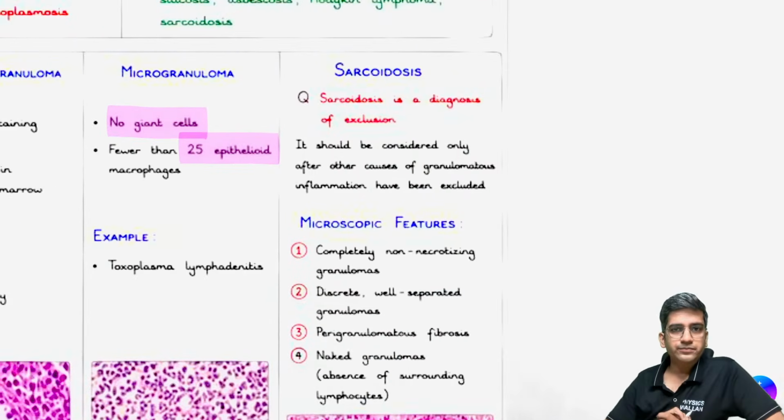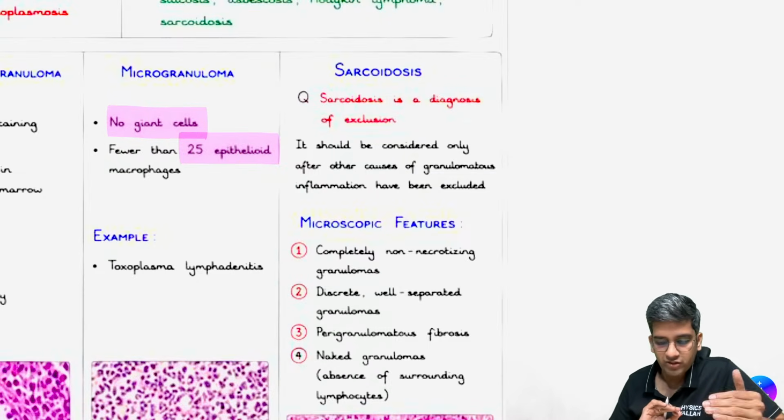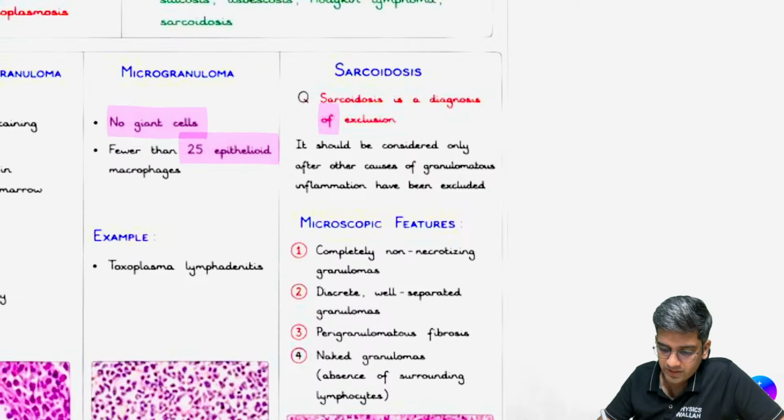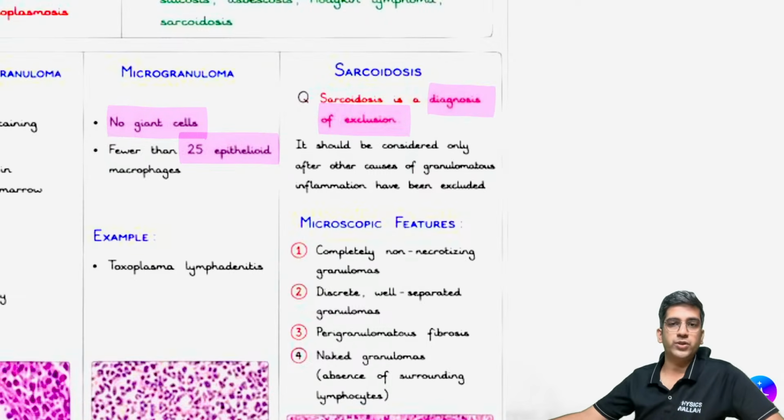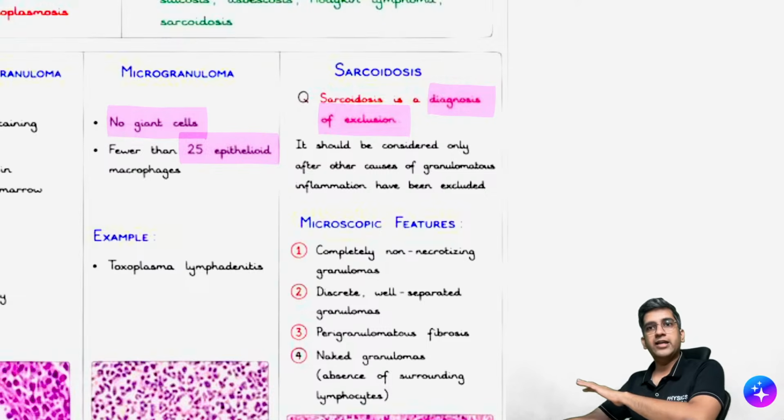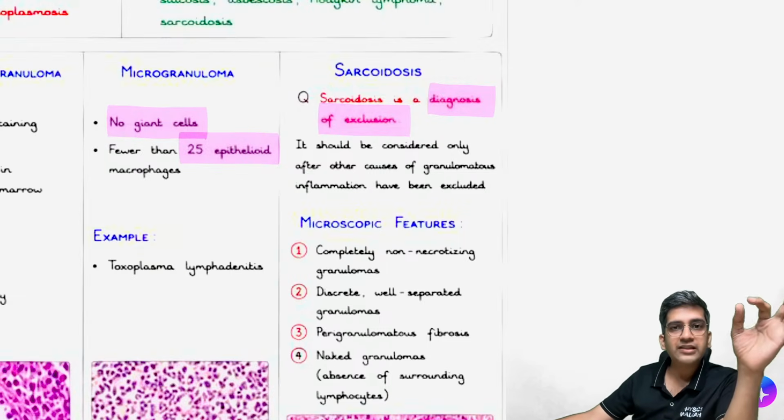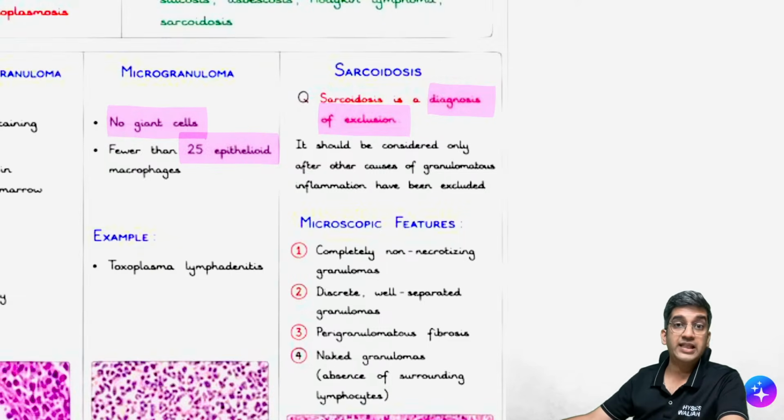Next, sarcoid. Please remember, throughout life, you don't diagnose sarcoid first. There are a few diseases across medicine which are a diagnosis of exclusion, which means I exclude every common possibility, then I will think of sarcoid. Never forget this.